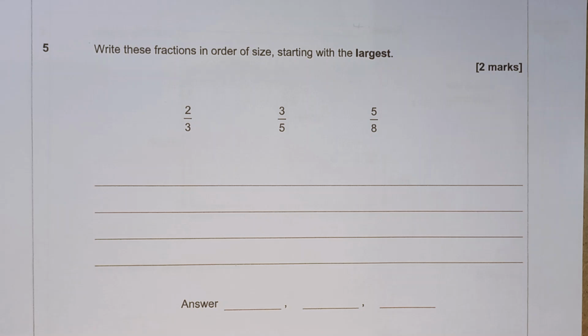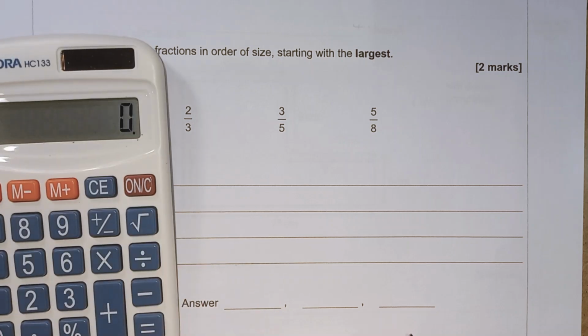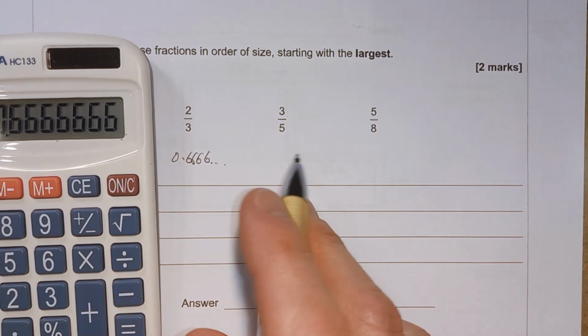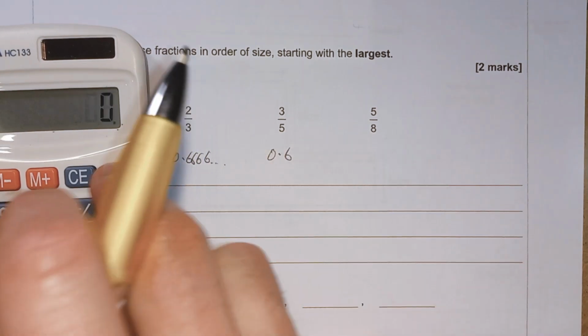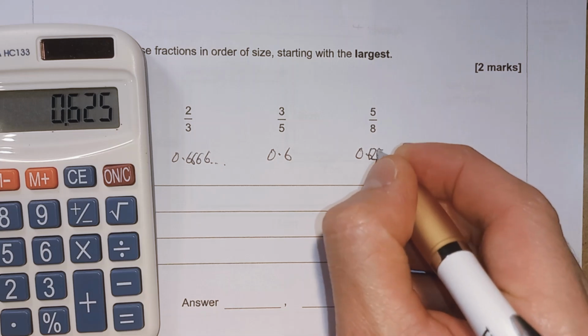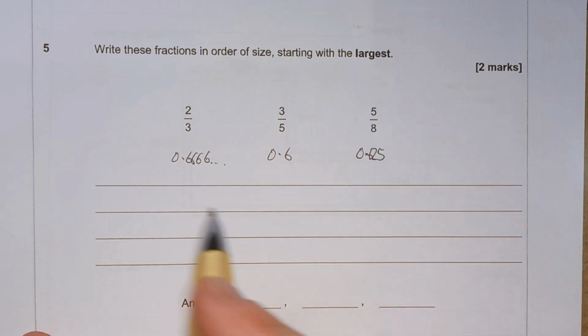Question 5. Write these fractions in order of size, starting with the largest. Okay, so we could work out a common denominator for them all, but actually this is in the calculator section. So I'm just going to work them out as decimals. So 2 divided by 3, well, this is 0.6666 recurring. 3 divided by 5, 0.6. And 5 divided by 8, 0.625.